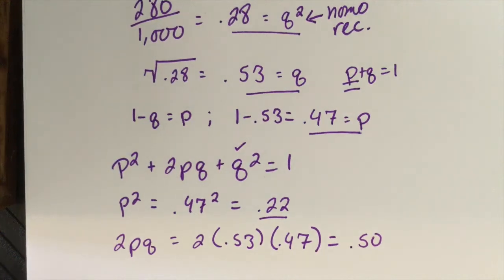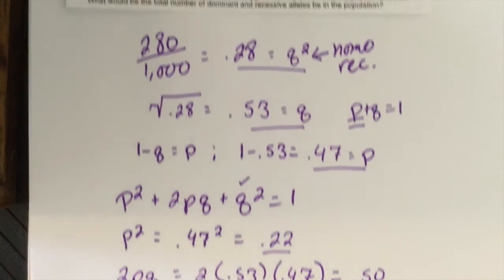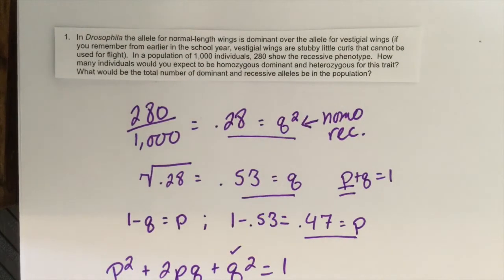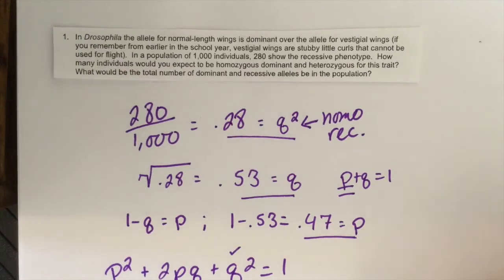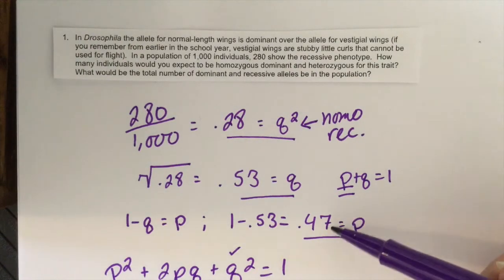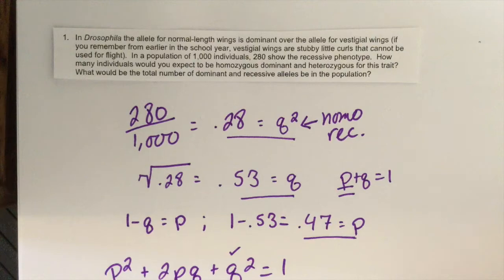I did have to round a little bit when I did this, so if you add it up, it's going to be close, but it's not going to be exactly 1. So if I look back up at my problem, it asks how many individuals would you expect to be homozygous dominant and heterozygous for this trait. Some of y'all just left it at the frequencies, but it asks for number of individuals. I have 1,000 individuals in my population.